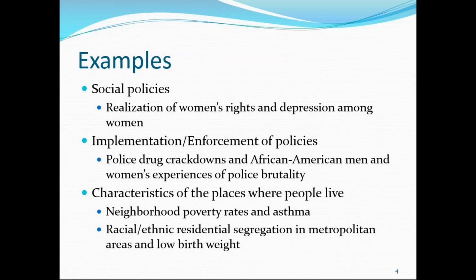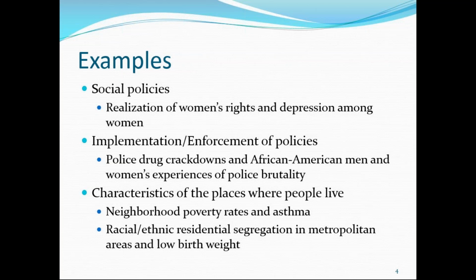Social policies, their enforcement, and characteristics of the places, the neighborhoods, cities, and states where people live are all examples of socio-contextual determinants of health. Let's walk you through some examples, and I'll start with social policies. I have a great colleague who studies the relationship between the extent to which U.S. states enact policies that recognize women's rights. She explores how that relates to depression among women.